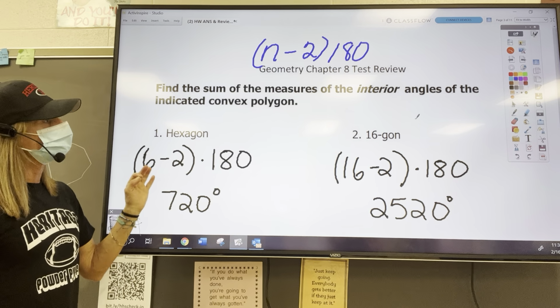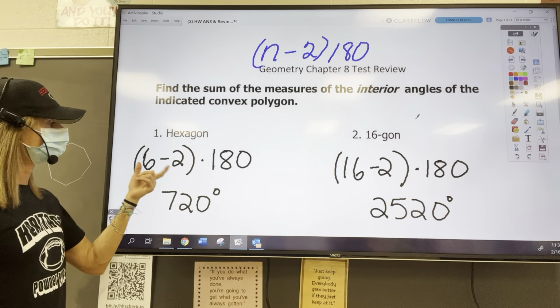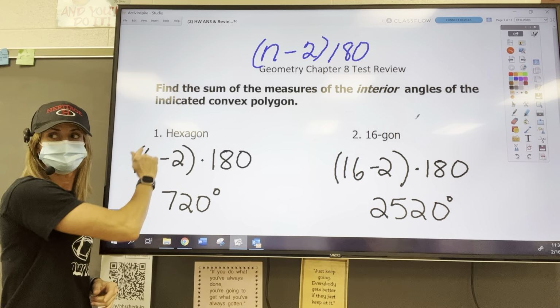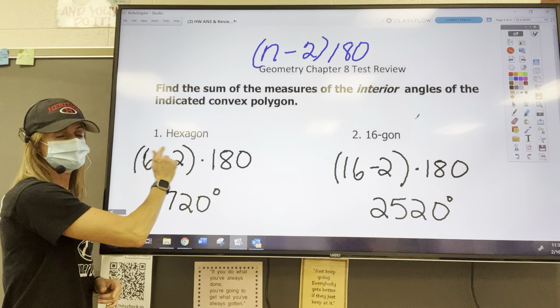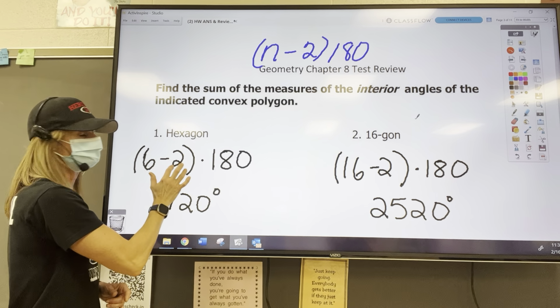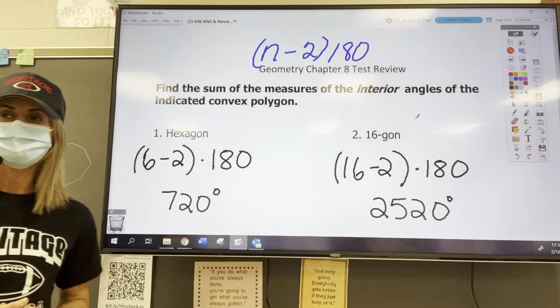To find the sum of the measures of all the interior angles in a hexagon, it's the number of sides minus 2, which gives you the number of triangles inside the hexagon. Each triangle has 180 degrees, so it's 6 minus 2, and then times 180, so that's 720 degrees.